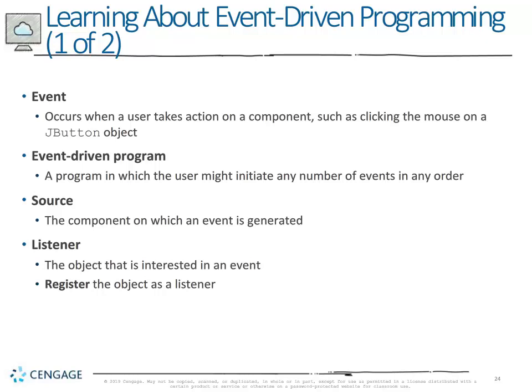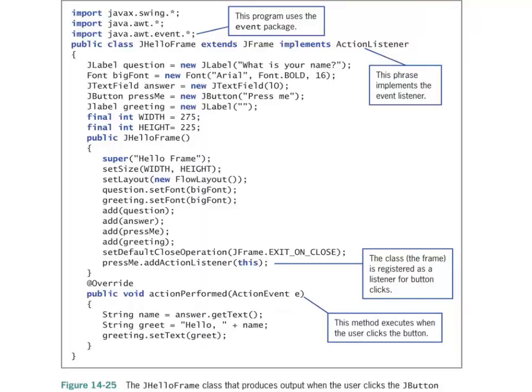If you want an object to be a listener for an event, you must register or sign up the object as a listener for the source. To respond to user events within any class we create, the first step is to prepare our class to accept event messages.